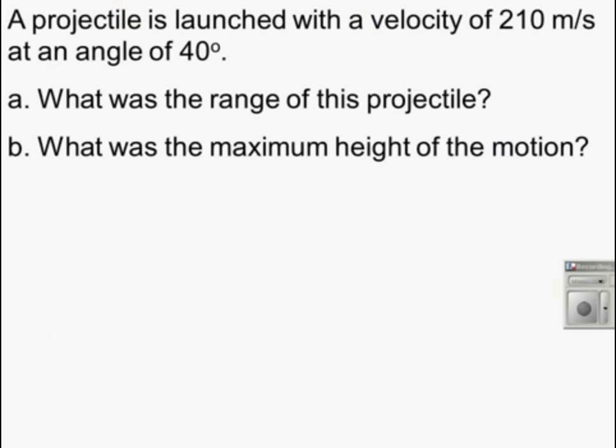Now I'm going to ask you these two questions. A projectile is launched with a velocity of 210 meters per second at an angle of 40 degrees. What is the range? That is the horizontal distance. And what is the maximum height of the motion?